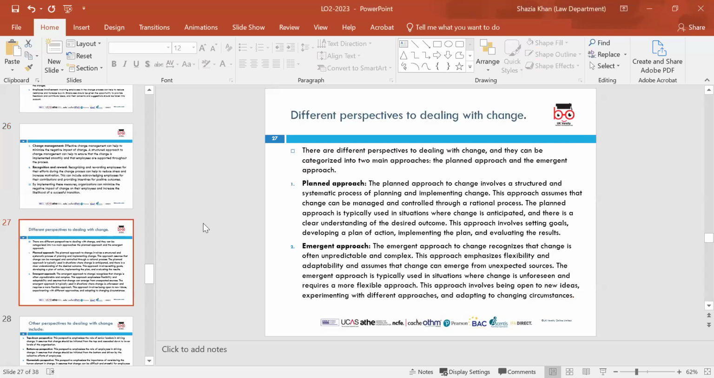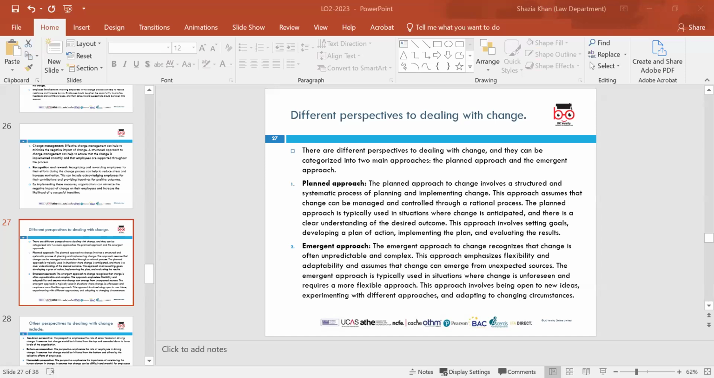Different perspectives to dealing with change. How everyone deals with change is different. Some people may be reluctant to change. Others may be okay with change. So, the planned approach.